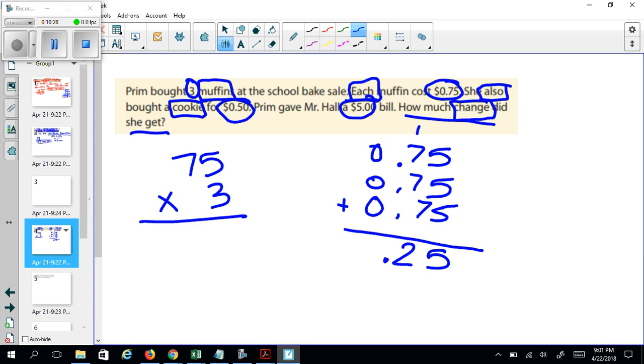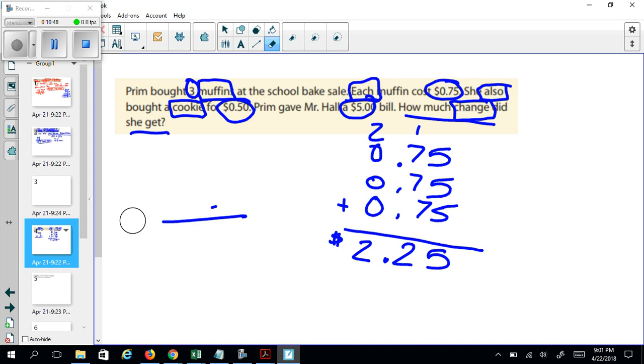So here's the 2, and then I bring the $2 over into the $1 place. So I have the 2 here, and that is $2.25. Now, she gave Mr. Hall a $5 bill. Now you can do this one of 2 ways. I'm going to erase this here. You can either get to $3, so add however many cents it is until you get to $3, and then add how many dollar bills it would be until you get to $5.